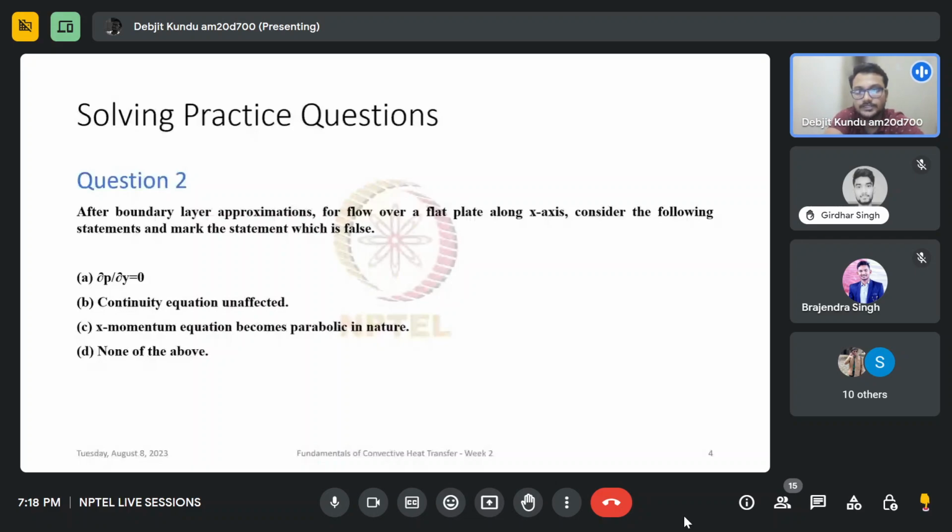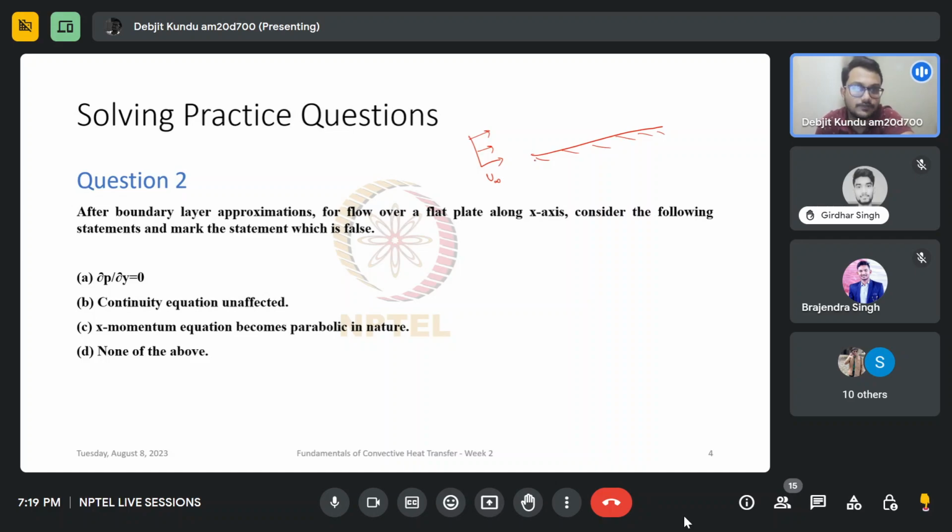question number 2, which is asking us that after boundary layer approximations are made for flow over a flat plate along x-axis, consider the following statements and mark the statement which is false. So I have a flat plate like this. I have a velocity u infinity coming towards it, uniform velocity profile.